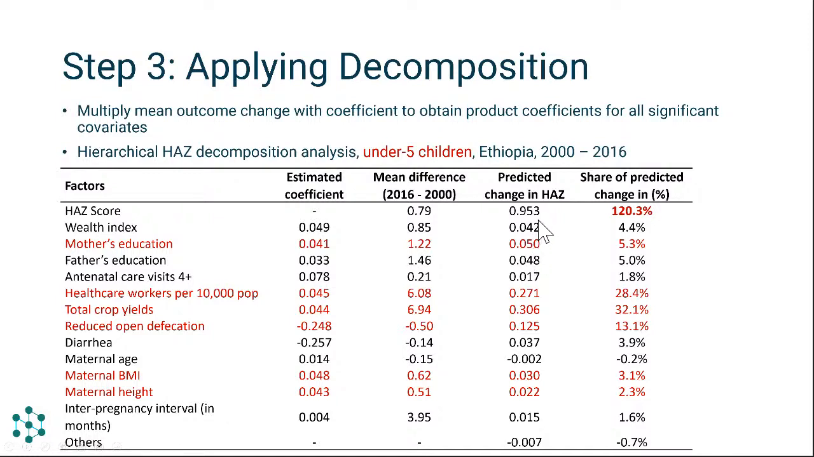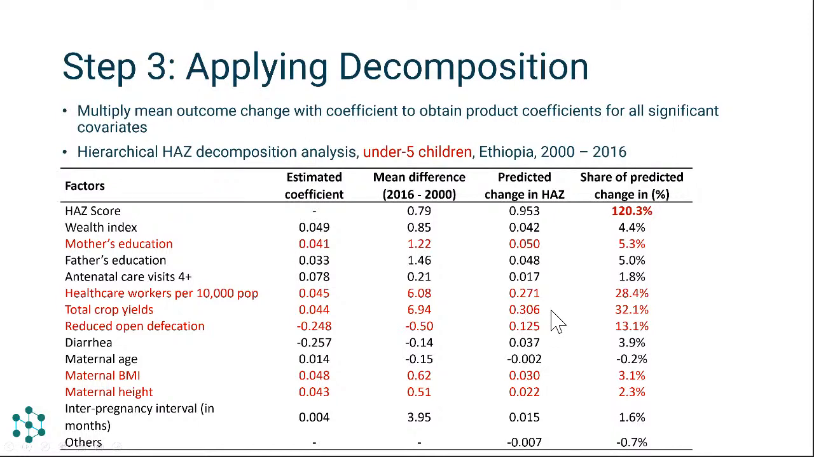So one of the things we can do is look across these and say, okay, which one has the highest value? And those would be directly comparable, and we can assess the rank. So for instance, here, it looks like total crop yield and healthcare workers have some of the strongest effects on HAZ, our child HAZ. All of these are significant, keeping in mind that they remained in the model because they were significant, but the relative impact is different.